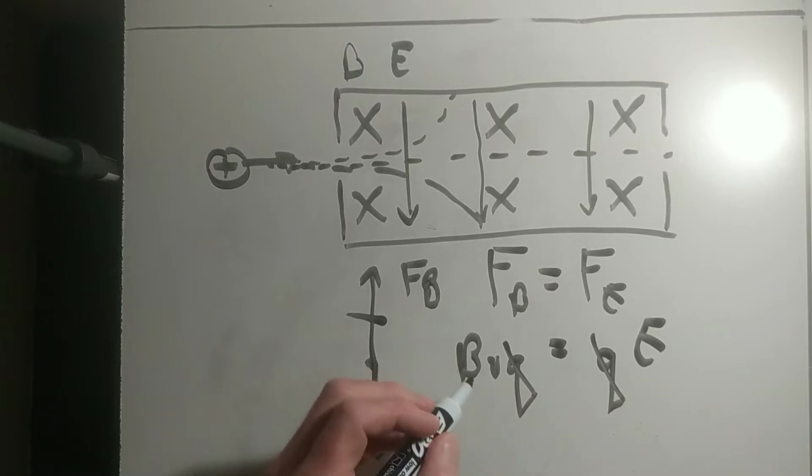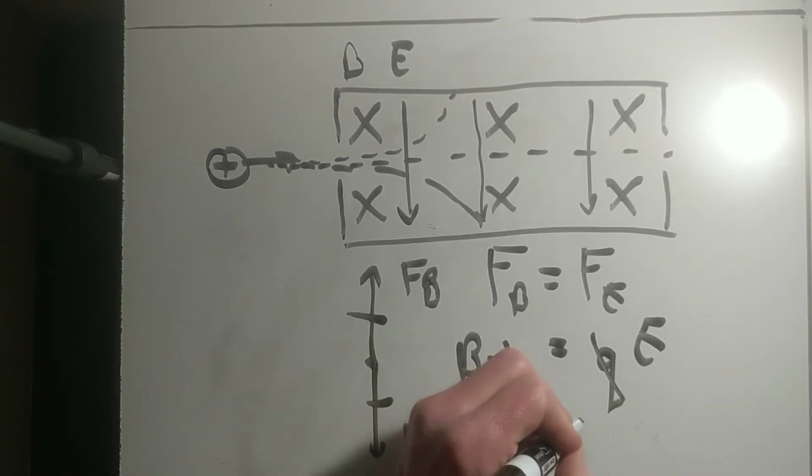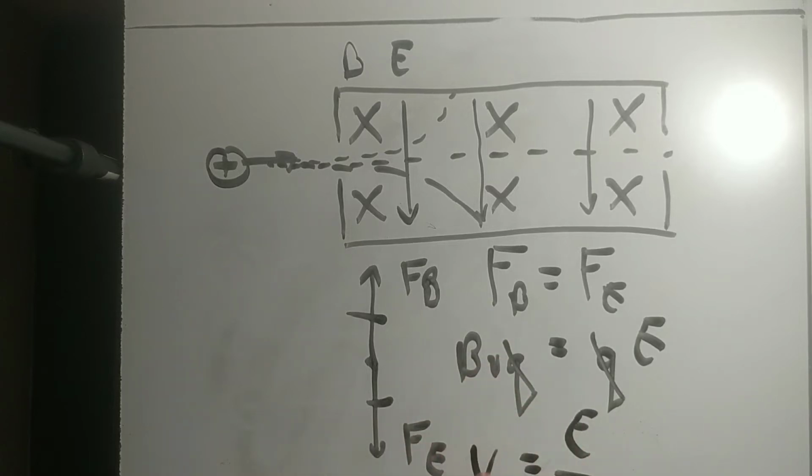Now, in this case, that means the velocity is E over B. When you get a particle that moves through this chamber with a velocity E over B, it will not be deflected. It'll pass straight through. That's why this device is called a velocity selector, because you can adjust the electric field and the magnetic field, and if you adjust them to the proper ratio, you can get pretty much whatever velocity you want out of here.